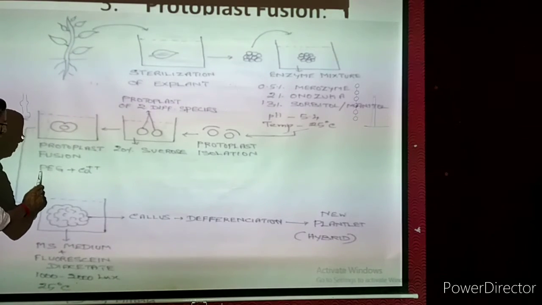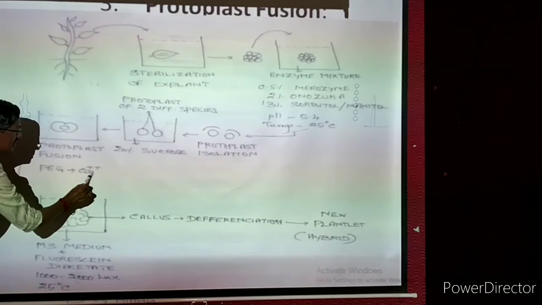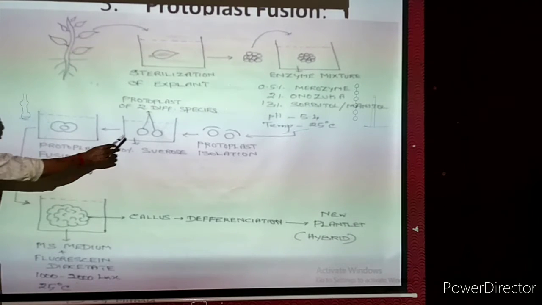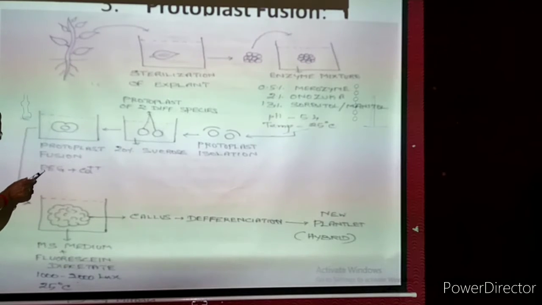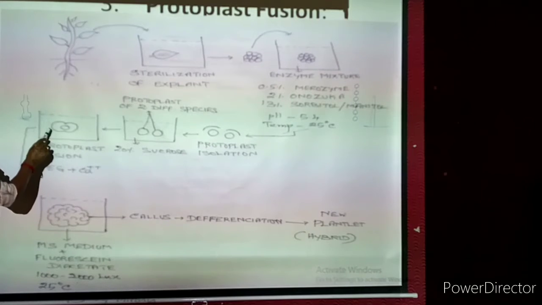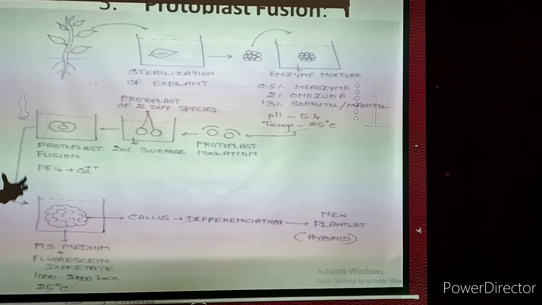That chemical is called PEG. What is the expansion for PEG? Polyethylene glycol. The name of the chemical is polyethylene glycol, plus calcium ions will be there. Here only sucrose solution is there. But here in the sucrose solution, we are adding PEG, polyethylene glycol, plus calcium ions. So, the polyethylene glycol is a fusogenic agent. It can make the protoplasts fuse. It will induce them to fuse.